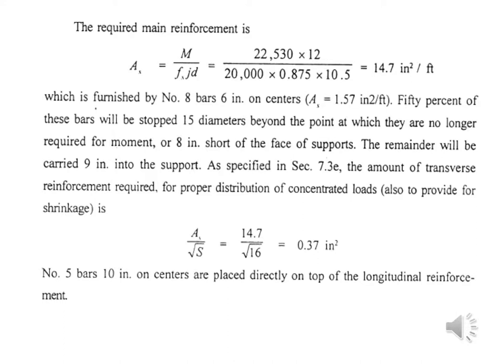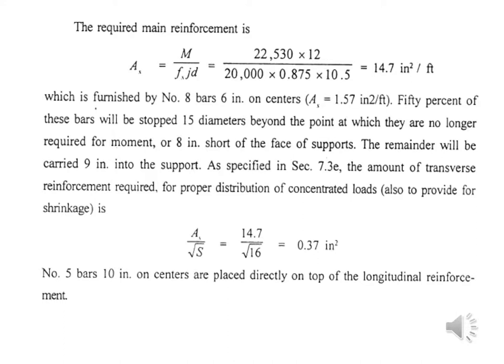Then we calculate the required main reinforcement. So the 225 × 0 × 20,000 × 0.875 × 10.5 × 7 × 3. Which is the number 8 bars on the center? A equal to 1.57 × 3.